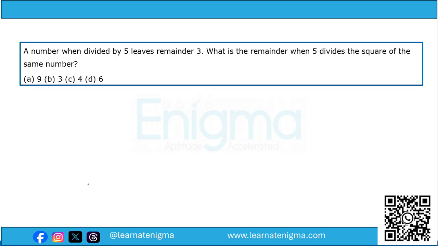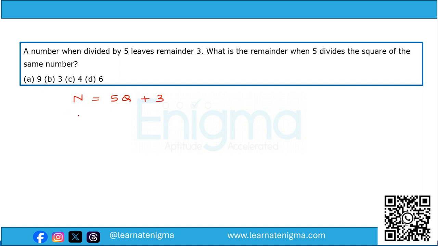A number when divided by 5 leaves remainder 3. What is the remainder when 5 divides the square of the same number? Now from the first sentence we can get the number n as 5q plus 3.